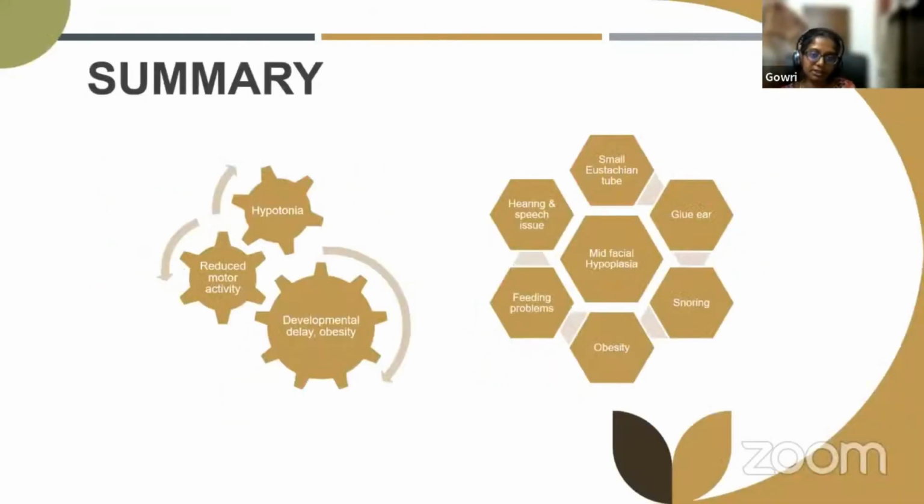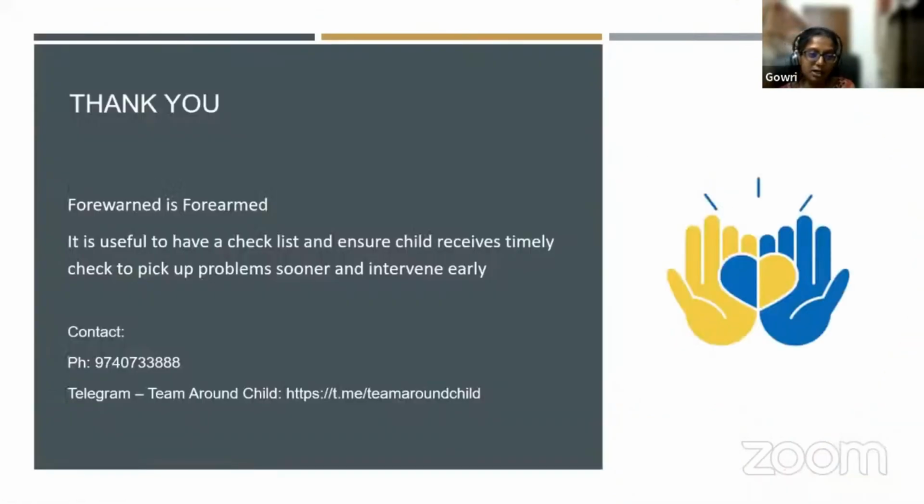Okay, so in summary, it is generally the hypotonia causing a lot of these problems in the physical development. The other problems that could be caused are due to the ear infection, obesity, snoring, glue ear. So these are all what is happening.